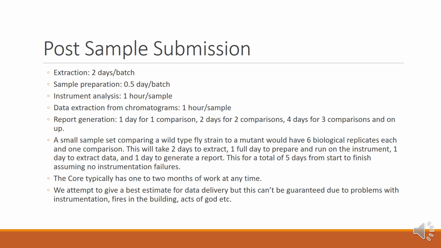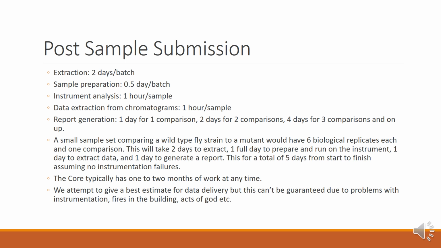Once all this is done, most of y'all are very excited to receive the data. Let's go through the steps we do in the core before data is available. First, we have to extract your samples, which takes about 2 days per batch. Then we have to prepare your samples and the mass spectrometers to perform the analysis, and that takes about half a day. Next, we run these samples on the mass spectrometer, and each sample takes about an hour to run.